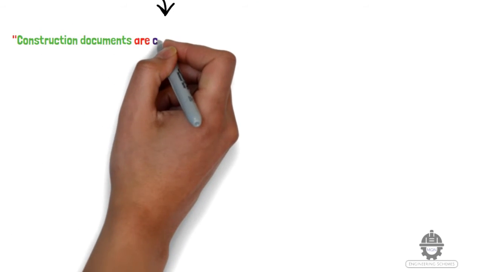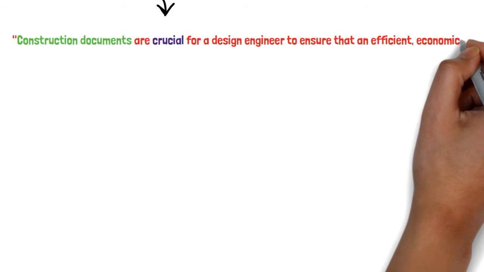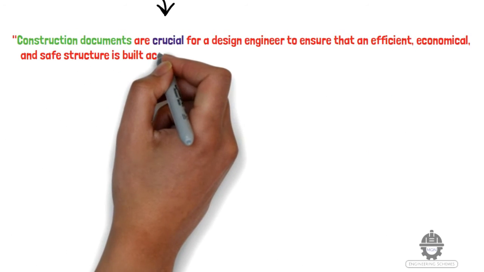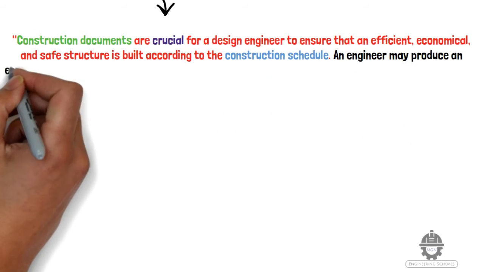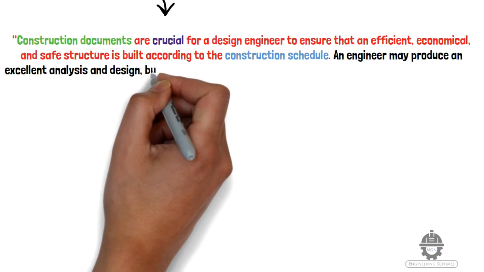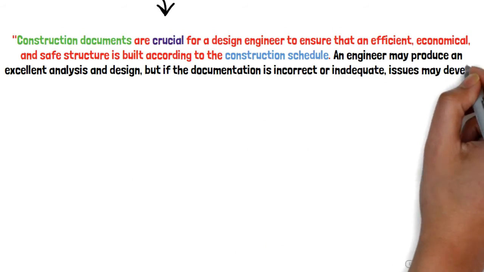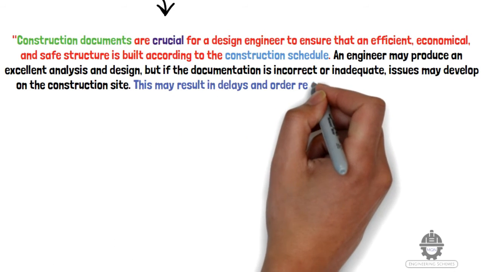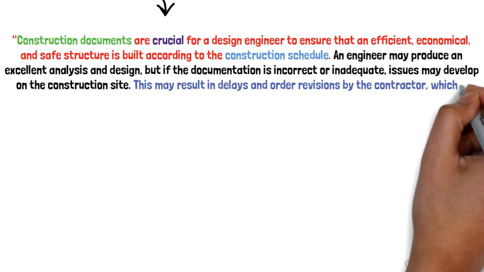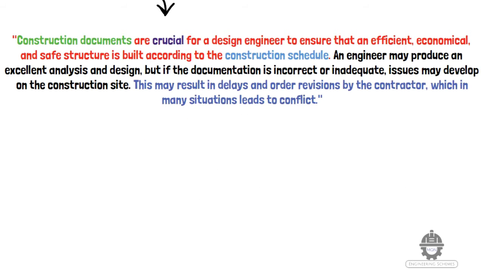Construction documents are crucial for a design engineer to ensure that an efficient, economical, and safe structure is built according to the construction schedule. An engineer may produce an excellent analysis and design, but if the documentation is incorrect or inadequate, issues may develop on site. This may result in delays and order revisions by the contractor, which in many situations leads to conflict.